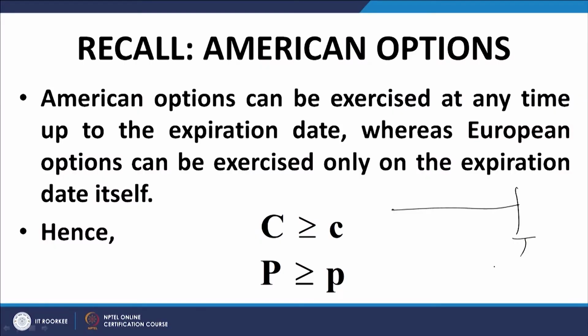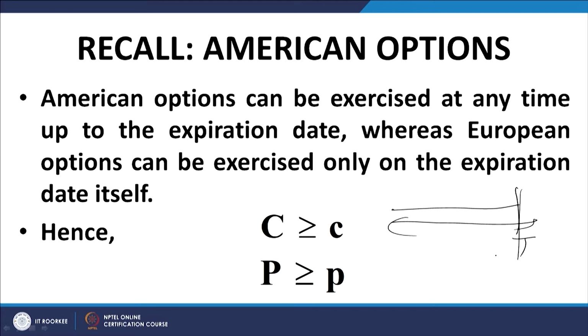Now we talk about American options. Just to recall, what are American options? American options are those options that can be exercised at any time. Now please note this, European options are to be exercised at a particular time, at maturity, on a particular day, whereas American options can be exercised within a particular period up to maturity.